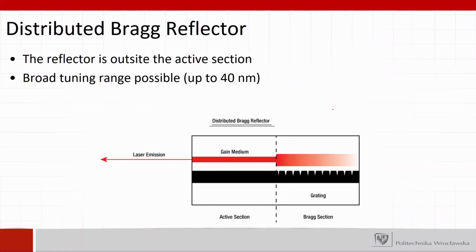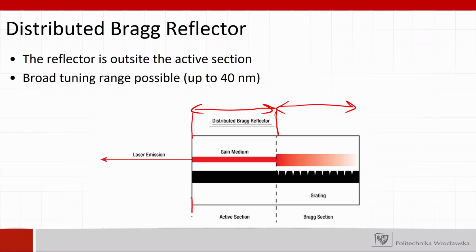Something slightly different can be done with a so-called DBR, which is a distributed Bragg reflector, which means that the reflector is outside the active region of the diode. So we have the active region limited here, right? We have the gain medium here, and the grating is a separate part of the semiconductor, which might be directly bonded with the structure or directly grown in the same process, but it's a separate component here. So we have this grating reflector.